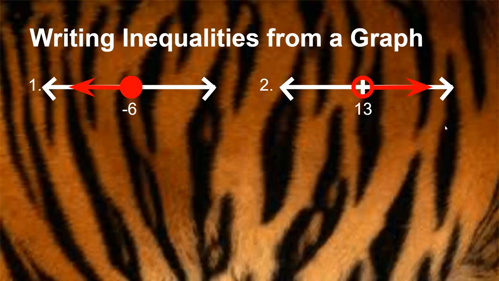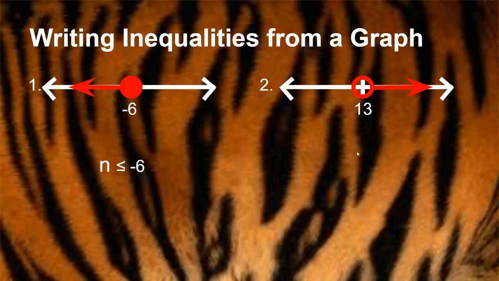How do you write inequalities from a graph? Well, let's go the other way. In this case, it says negative 6 is my uppermost limit, and it's filled in, so it has to be equal to. And everything below it works, so everything smaller works. So therefore, n, whatever your number is, has to be smaller than negative 6, or it could be equal to.